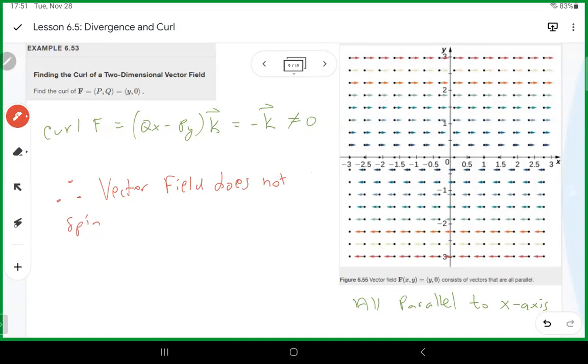To see why, imagine placing a paddle wheel at a point in the first quadrant. The wheel rotates. The larger magnitudes of the vectors at the top of the wheel will cause the wheel to rotate. The wheel rotates in a clockwise or negative direction, causing the coefficient of curl to be negative.